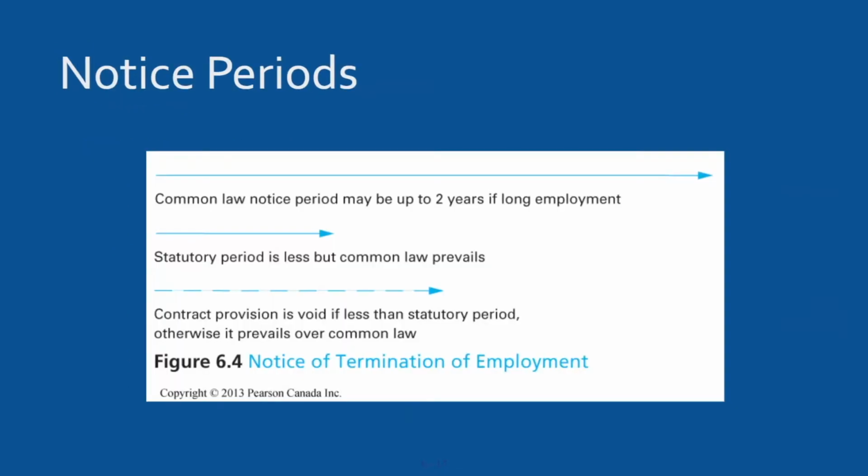So notice periods, as I say, are gray. The court system has looked at it. Common law notice period may be up to 2 years if it's a long employment and it's a very difficult job to replace or a very unique job. So all these things. Statutory periods are less, but common law prevails. If, for example, the statute says you only have to give 2 weeks' notice, but you've worked there for a long time and it's a unique job and there are not a lot of jobs around, you could argue that it's actually more than that.